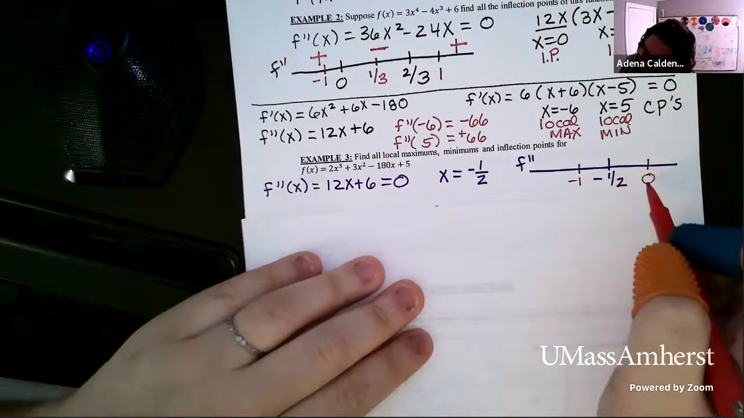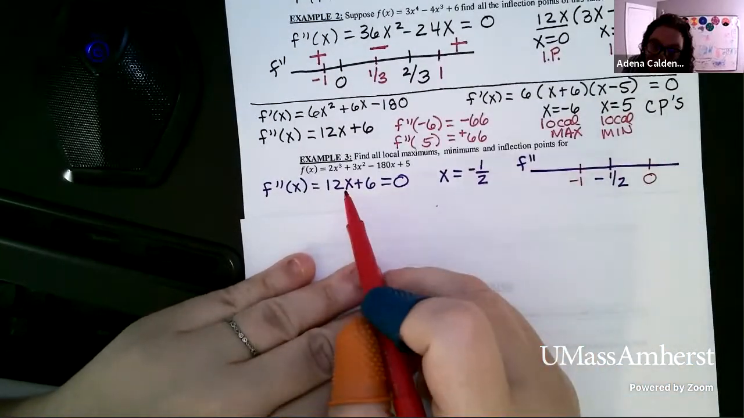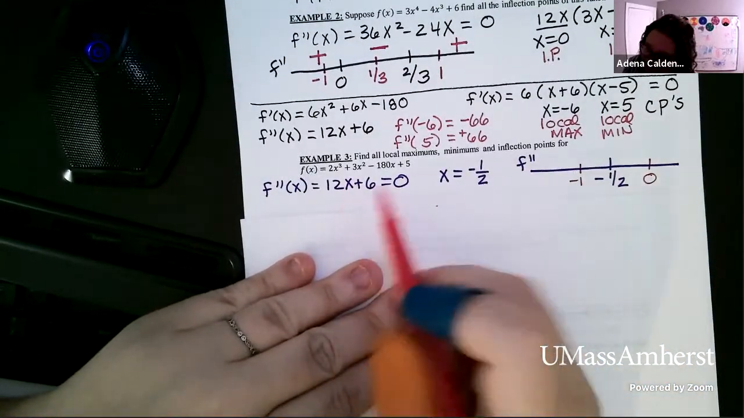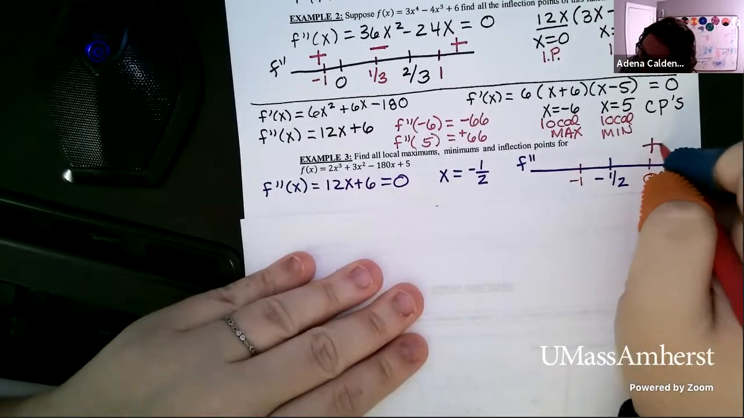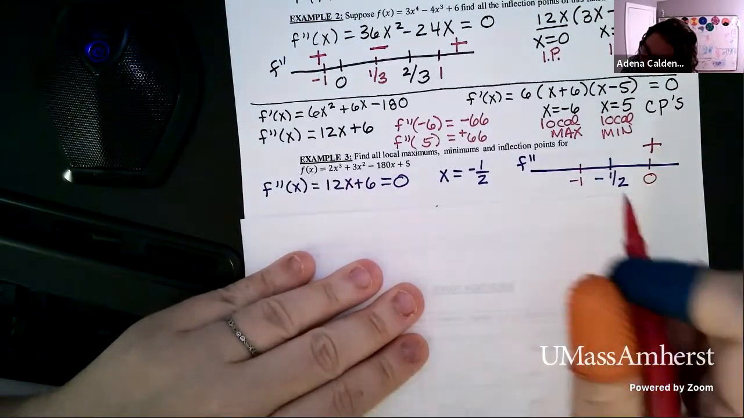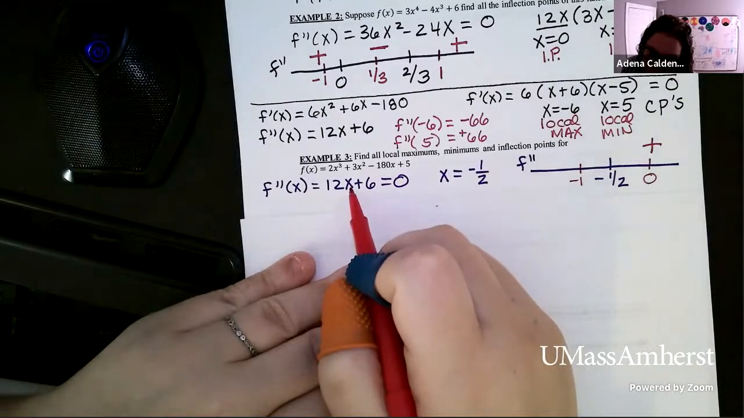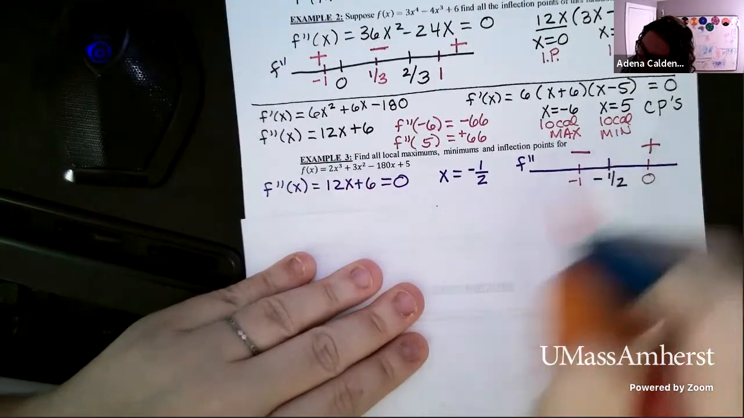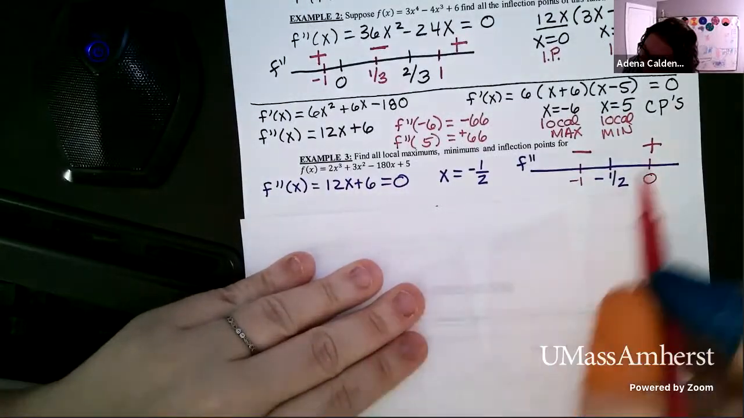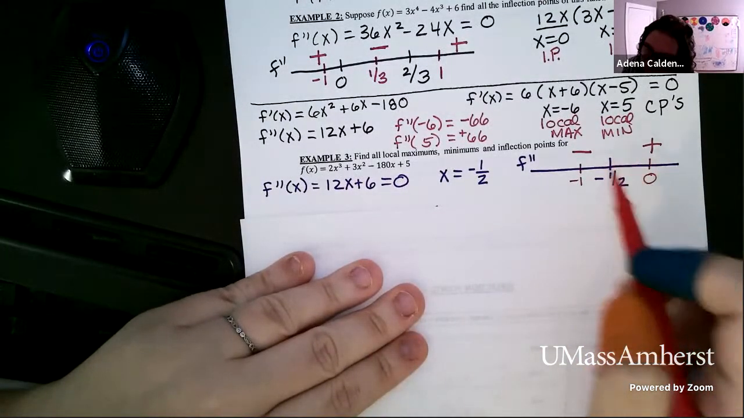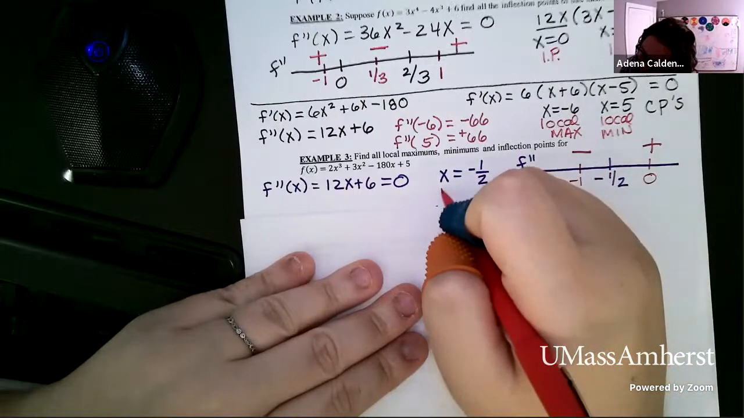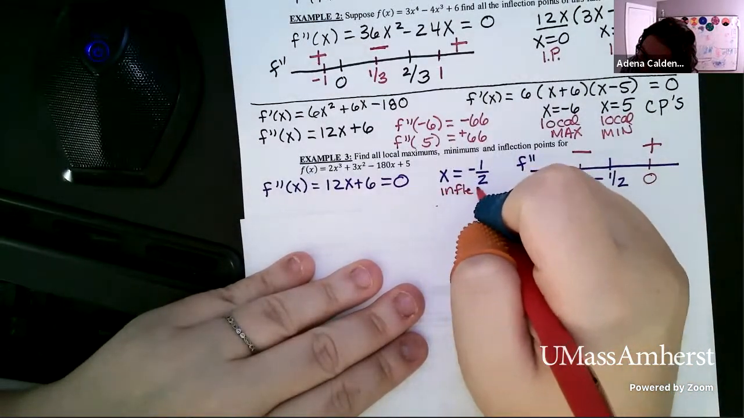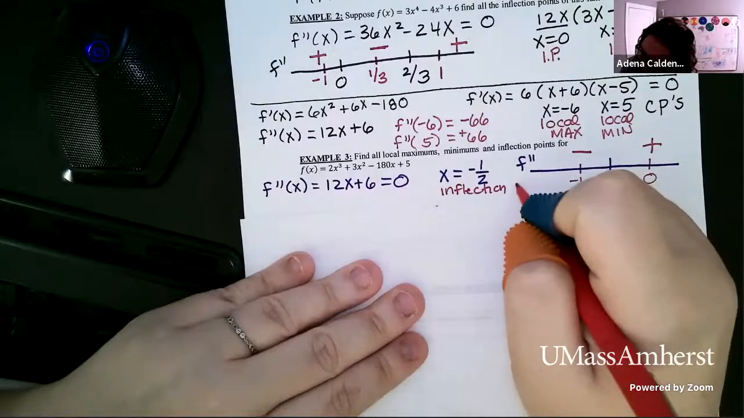If I plug 0 into the second derivative, I get 0 plus 6, which is positive 6. So that's positive. If I put negative 1 into my second derivative, I get negative 12 plus 6, which is negative 6. So that is negative. I see that I change signs around negative 1/2, so this is indeed an inflection point.